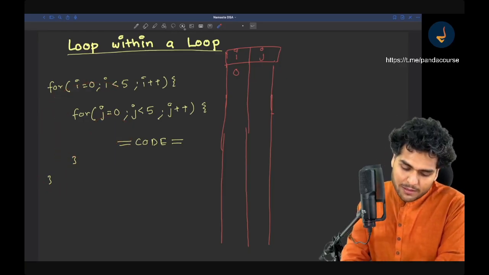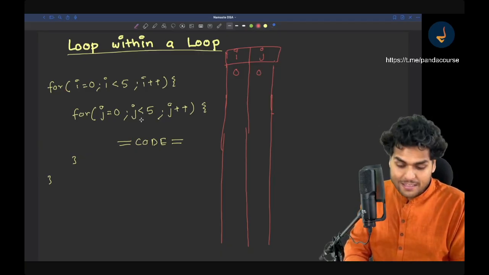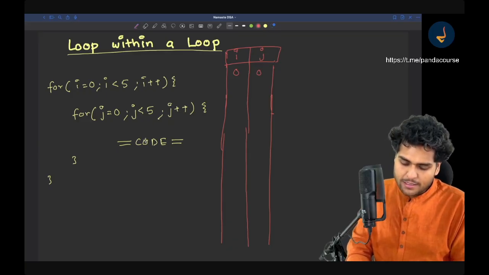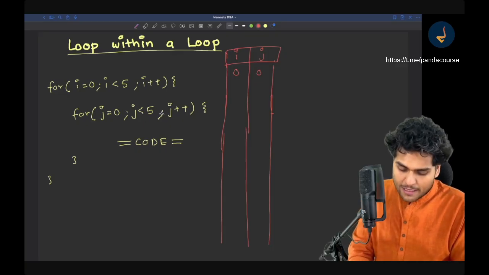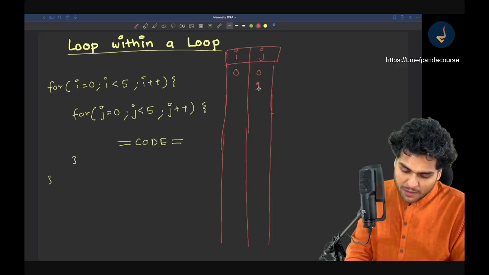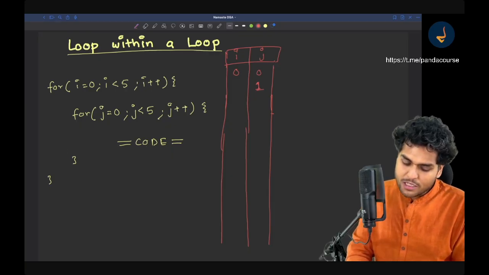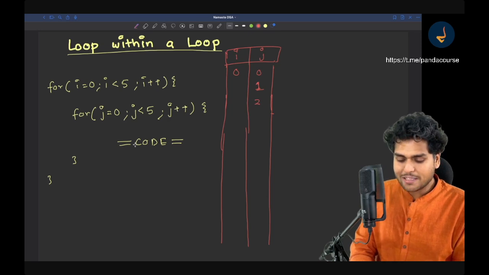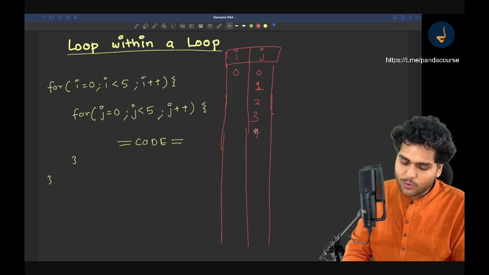The j value becomes 0. Now j checks, is it less than 5? Yes, it is, so the code is executed one time. The j loop keeps on running. Now j becomes 1, and again the code is executed because 1 is less than 5. Now j becomes 2, still less than 5, so again the code is executed. Now j becomes 3, the code is executed, j becomes 4, and again the code is executed.